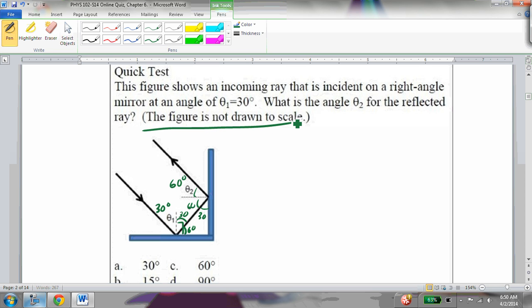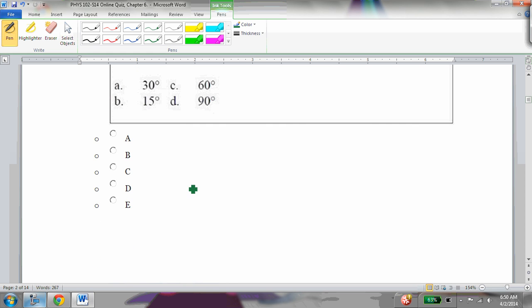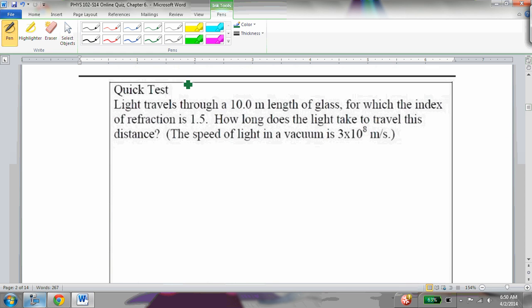Remember, it's not drawn to scale. It's not as it's drawn. As it's drawn, this looks like it's 45, and this is 45. But that's not the case. The answer is 60.